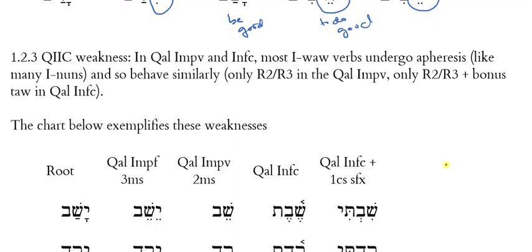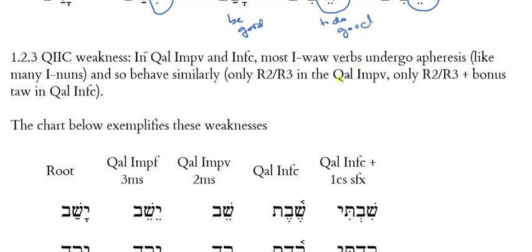They're not the only weaknesses, though. If you look at the next section, under 1, 2, 3, I have quick weaknesses. We talked about the quick weaknesses with our one-noon verbs. What are the quick weaknesses? What does the Q stand for? That's Qal. First I is imperative, and the next IC is infinitive construct. So in the Qal, imperative, and infinitive construct, most One-Vav verbs undergo aphaeresis. And aphaeresis is where root 1 goes AWOL on us. It goes missing completely. Just like many of the one-noon verbs when they don't have a holem theme vowel in their Qal imperfect. And so they're going to behave similarly to the one-noon verbs we saw.